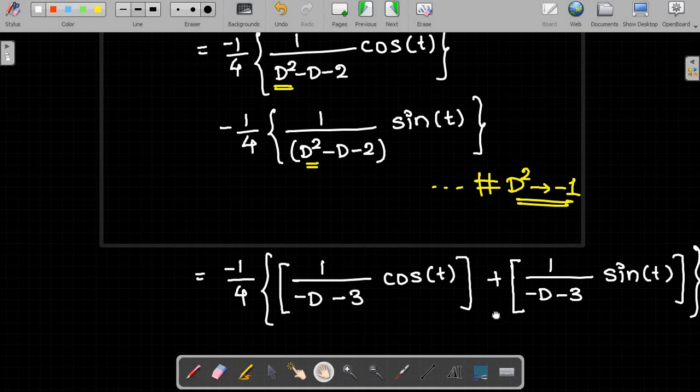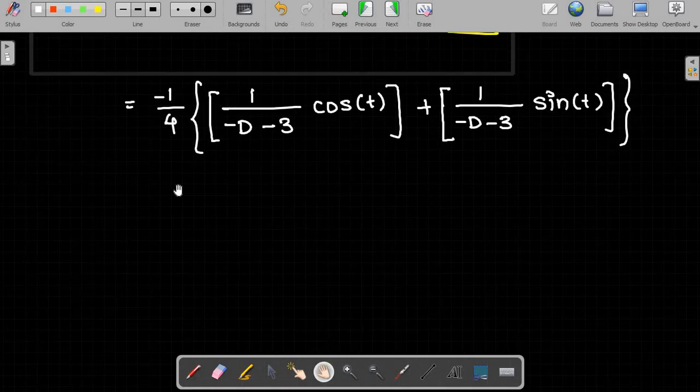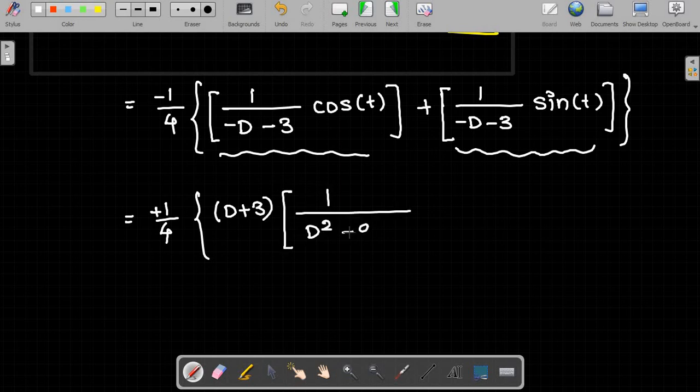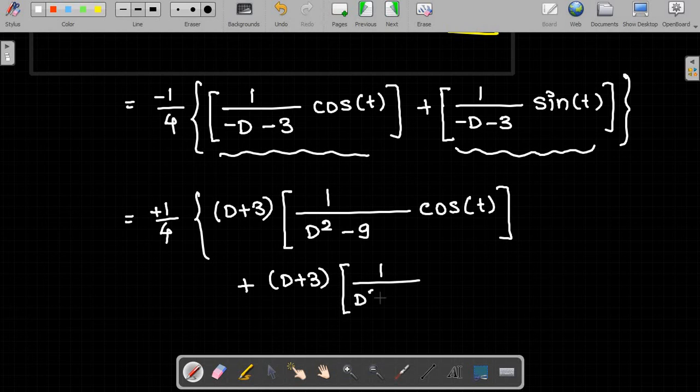Then again we need to rationalize this. It is equal to minus 1 by 4, if you take this minus sign common from both the brackets. So it will be plus 1 by 4, we multiply numerator by D plus 3 and denominator by D plus 3. So we get D square minus 9 into cos t. Same is the case with plus D plus 3 into 1 upon D square minus 9 into sin t.